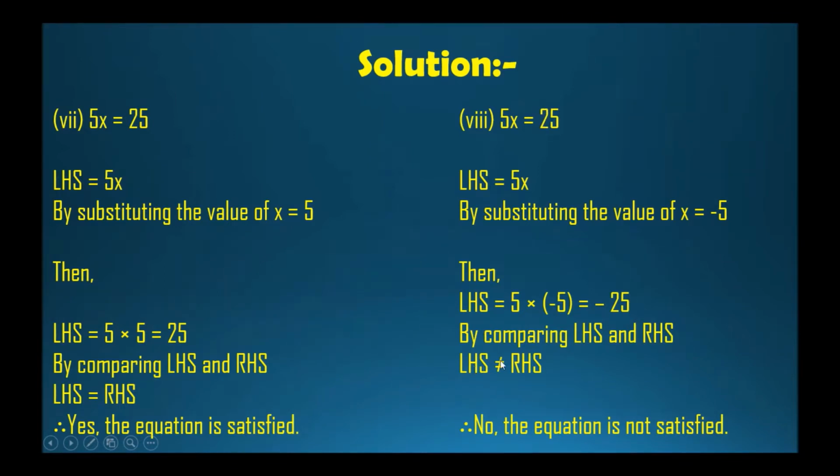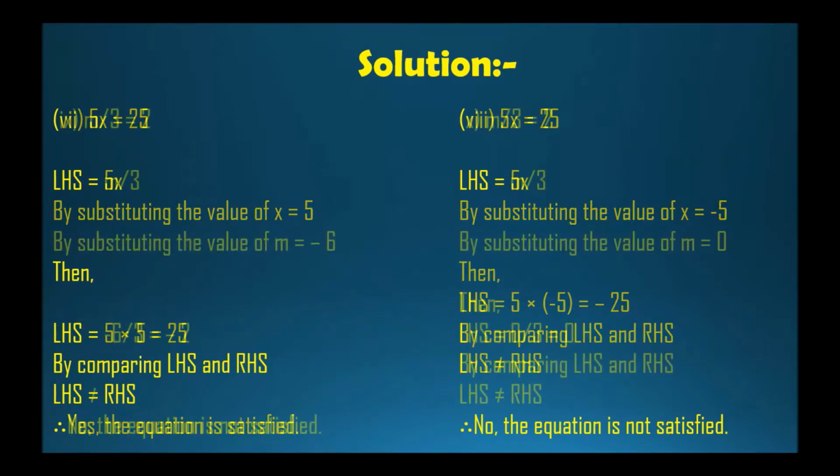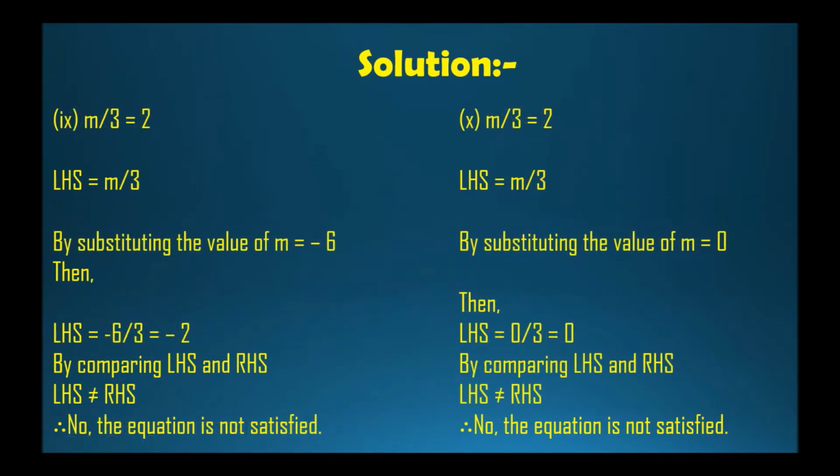Next, m upon 3 equals 2. M upon 3, the value of m is minus 6. That is minus 6 upon 3 equals minus 2. So by comparing LHS and RHS, this equation is not satisfied.